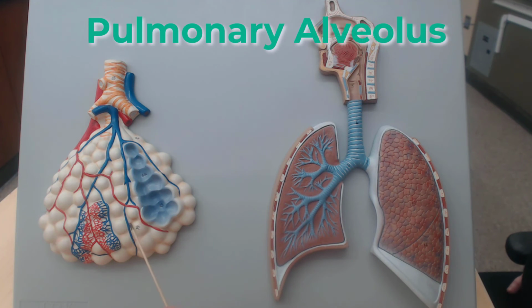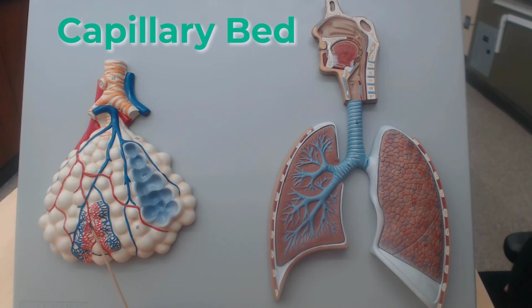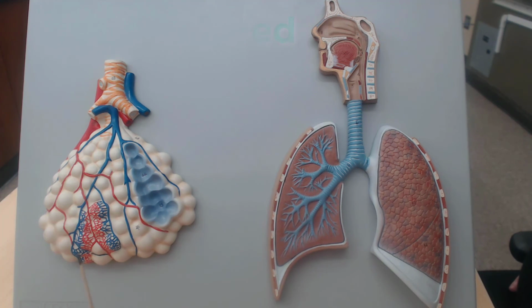Each one of these is a single alveolus or pulmonary alveolus. Even though they're only showing the capillary beds here, just know the capillary beds are on top of each of the pulmonary alveoli. These capillary beds are what is going to allow exchange of gases between the circulatory and respiratory systems.